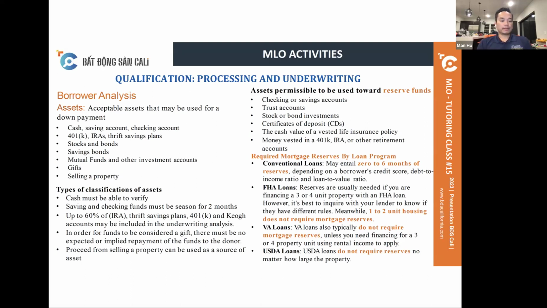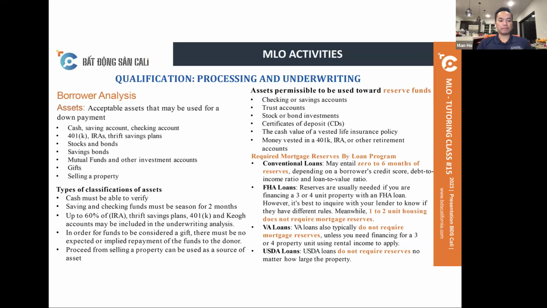Okay, the types of classification of assets. Cash must be able to be verified. Whatever you do, if you say you have $20,000 in cash, you need to be able to justify how you got that cash. You cannot say, hey, I just went out and found it on the street. It needs to be justified. The money needs to be legit, due to the fact that the Patriot Act and other laws say no money laundering.